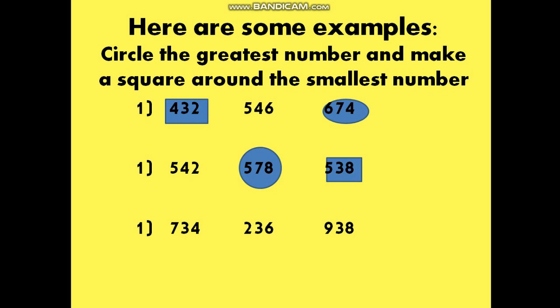What about the last part? 734, 236, 938. So 938 is the greatest number and 236 is the smallest number.